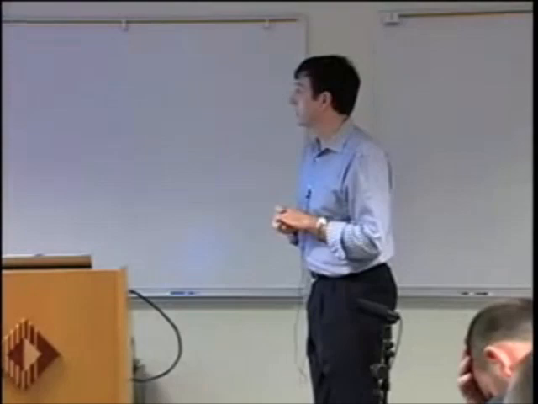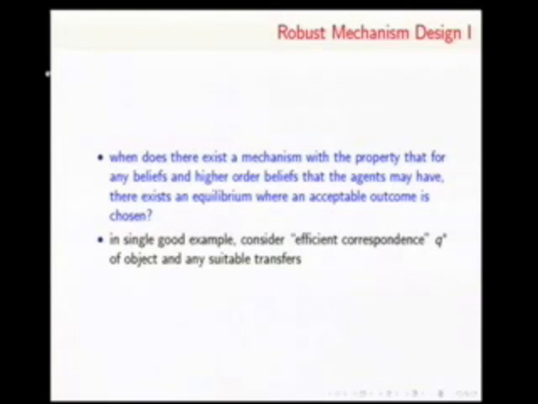Thank you. Okay. So here's the first question that we want to ask. We want to find conditions under which we can identify a mechanism with the property that this mechanism implements the social choice function, let's think simply about an efficient allocation, for any beliefs and higher order beliefs that the agents may have. So not only is it a mechanism which works for a particular belief structure, but it in fact works for all possible belief structures. That's the sense in which we would like to say that this mechanism solves the incentive problem robustly, because it solves it for a wide class of beliefs.